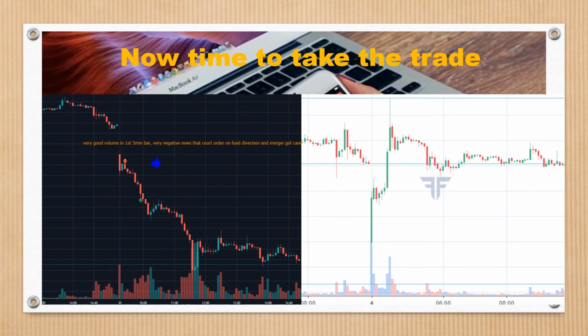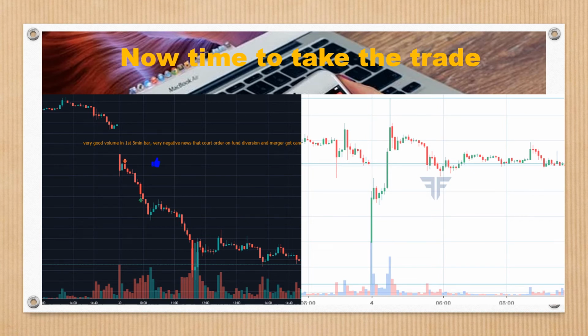If you look at the Indiabulls Housing Finance example, the gap occurred in the middle of the trend. The overall trend of the stock was down, and this gap occurred exactly in the middle of the trend with a very big negative news and also huge volume. The first 15 minutes volume was much higher than last 5 days first 15 minutes average volume.